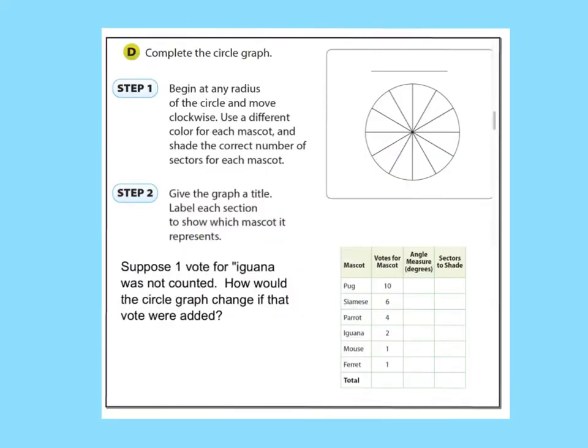I'm going to create my circle graph now using those numbers. I'm going to title my circle graph Mascots. Then I'm going to use some different colors to shade. I'm going to start anywhere and move clockwise. I like to start at the radius that's pointing straight up and down. I know the pug was 10 votes, which is 150 degrees or 5 sectors. So 1, 2, 3, 4, 5. This would be my pug.